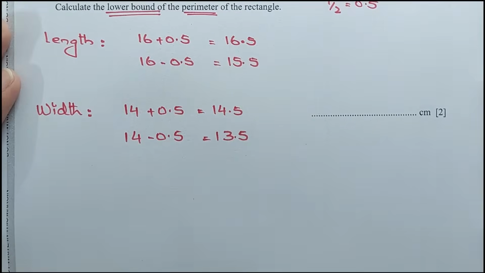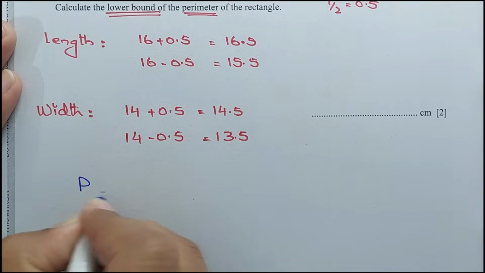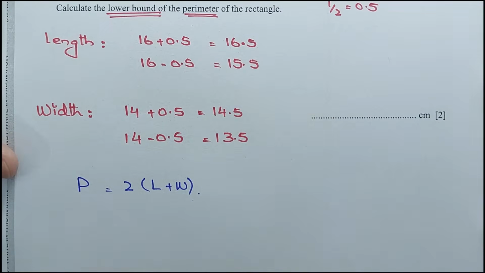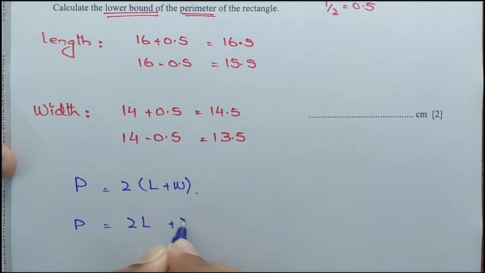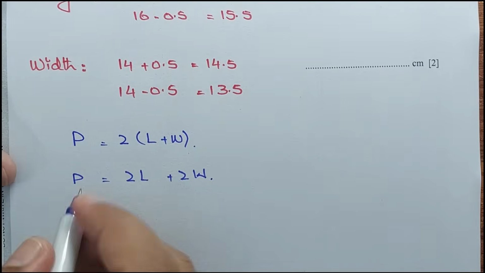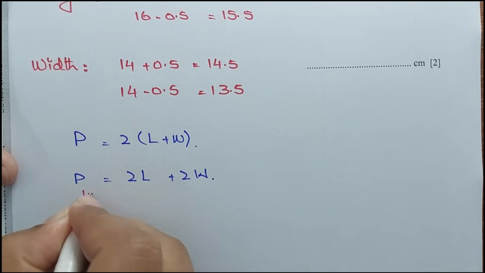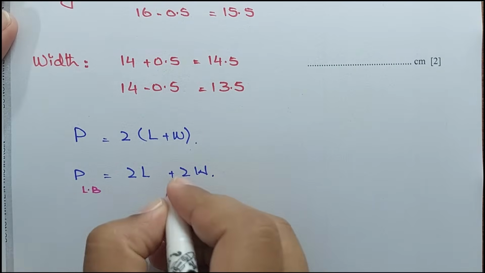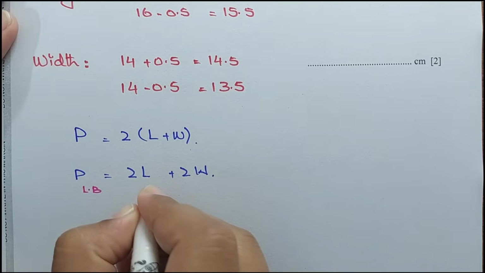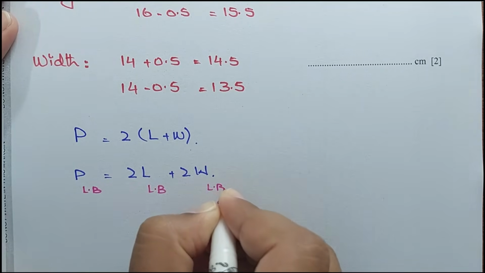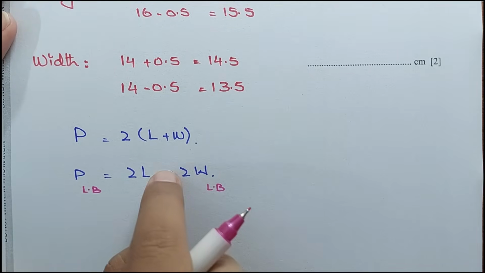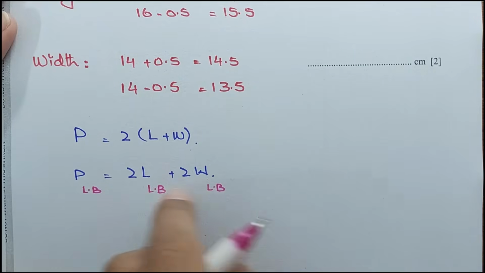All right, now we need to figure out the perimeter. The perimeter of a rectangle is 2 times length plus width. That is the formula for the perimeter of a rectangle. So we need to figure out the lower bound, right? So this is P equals 2 times length plus 2 times width, right? So when we are dealing with the lower bound in a sum, in addition, both the things should be the lower bound. When we are dealing with the upper bounds, both are upper bounds, right? But it is reversed in case of subtraction. Whenever we have a minus sign, it's lower and then upper.